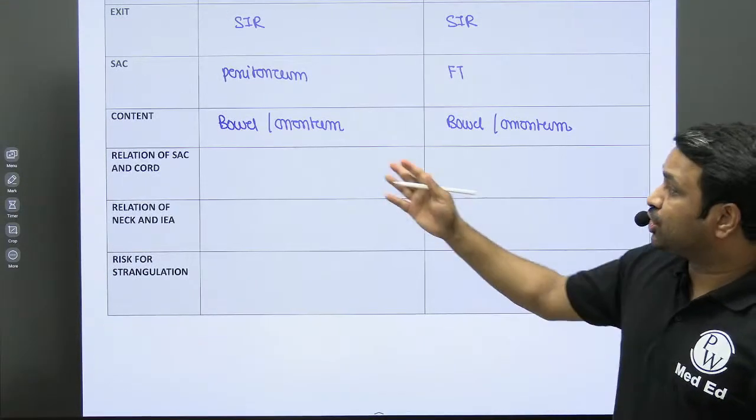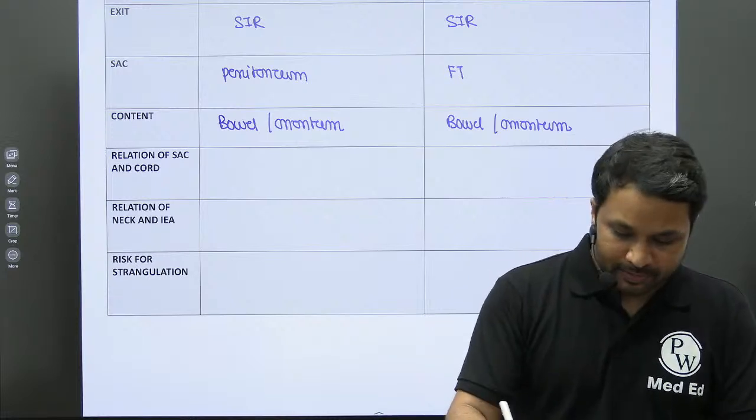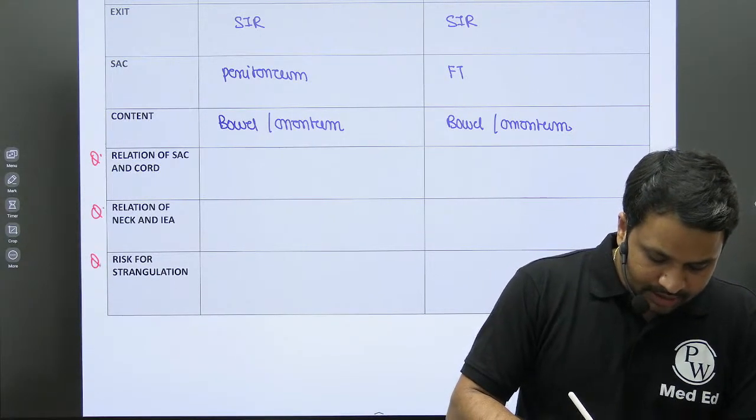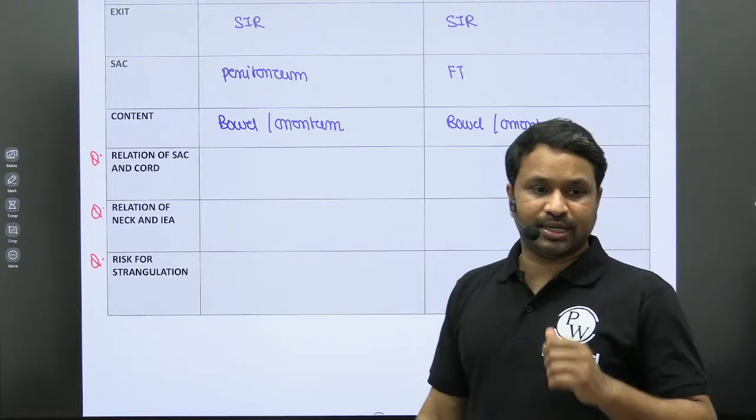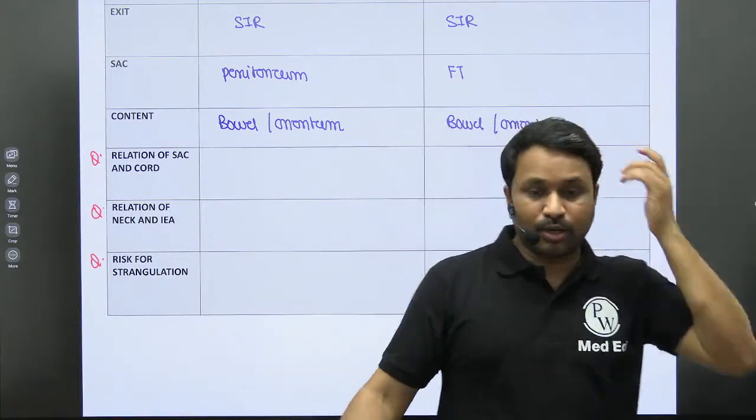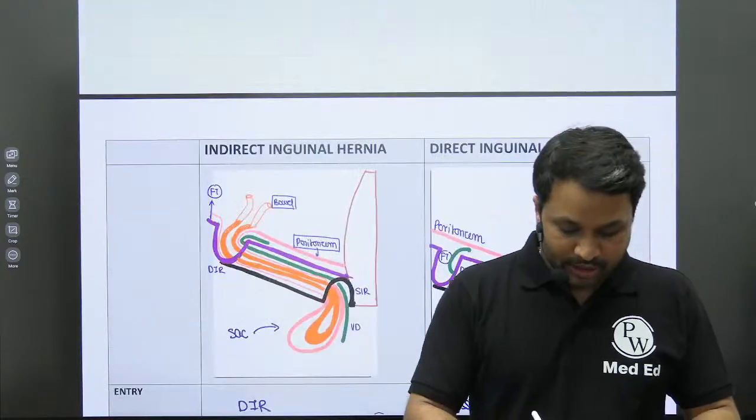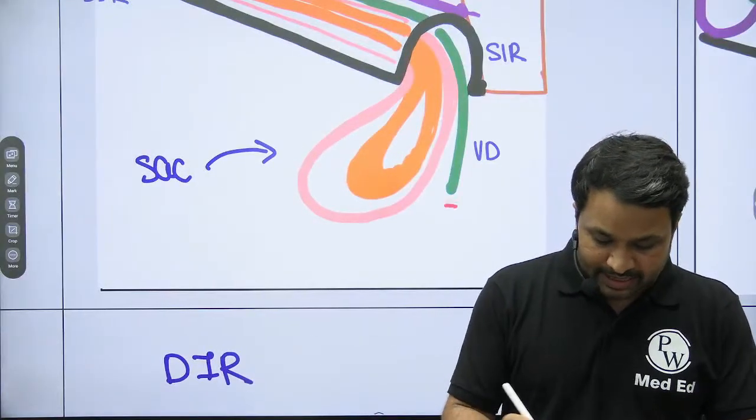Now, what is the relationship of the sac and the cord? These are your exam questions, the three questions that are usually asked in our exam. Question number 1, what is the relationship of the sac and the cord? So this is the cord, the vas deferens, and the sac is here.